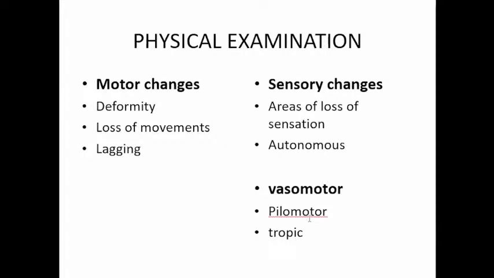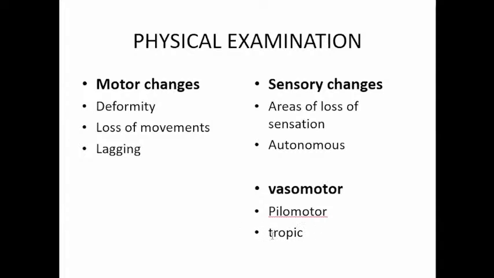Then for vasomotor, you may find that there are pilomotor changes, whereby the hair reduces. If you compare the right and the left side, not in carpal tunnel syndrome, but say in even piriformis syndrome, whereby there's reduced hair growth. Remember that even hair growth is affected by the nervous system. So there may be reduced hair growth.